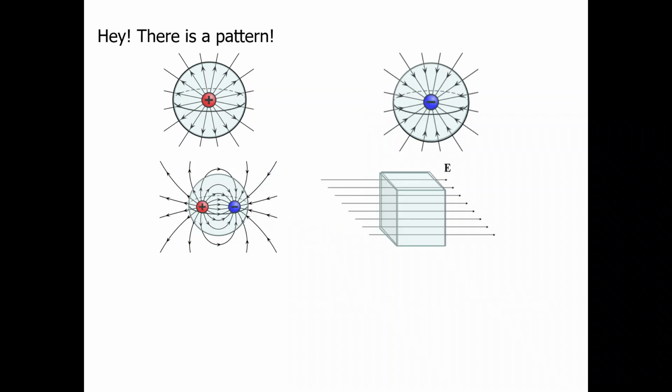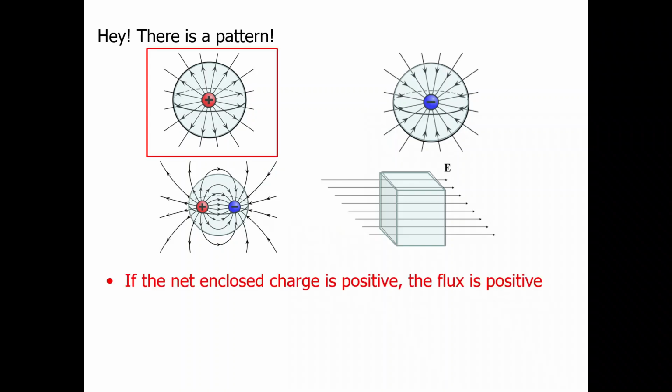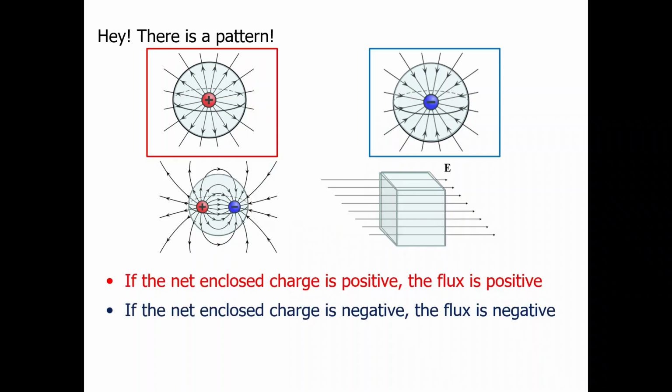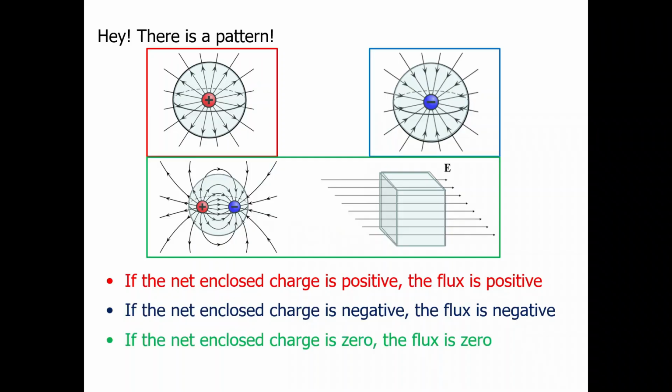So there's a pattern. I don't know if you figured it out. If the net enclosed charge is positive, the flux is positive because you'll have a net number of positive field lines exiting. If your net enclosed charge is negative, the flux is negative because you'll have more field lines entering than exiting. And in both of these cases that we looked at, the cube and the one with the dipole enclosed, we were enclosing no net charge.